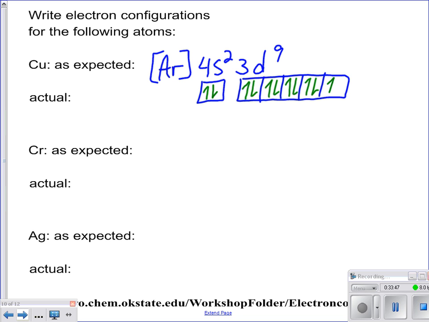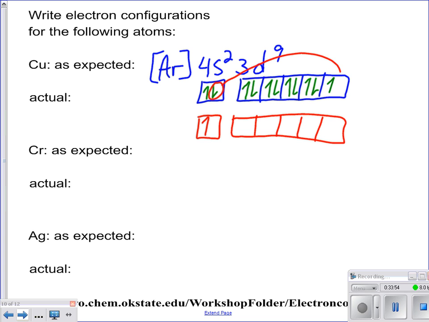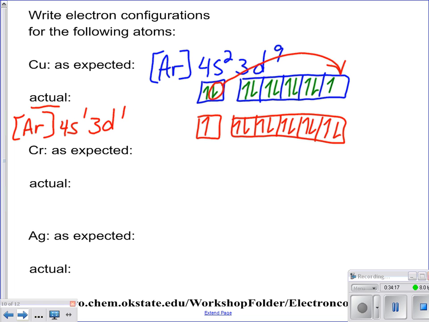So to have it become up, in other words, one of these guys goes over here, so it's up, up, up, up, up, down, down, down, down, down. So our actual electron configuration that we would expect would be argon and 4s1, because one of those electrons went over to the D block to be able to fill that up, and then 3d10. Okay, so there's one exception.